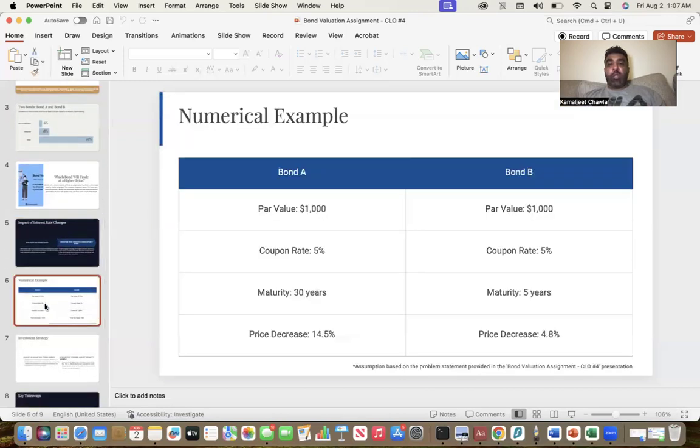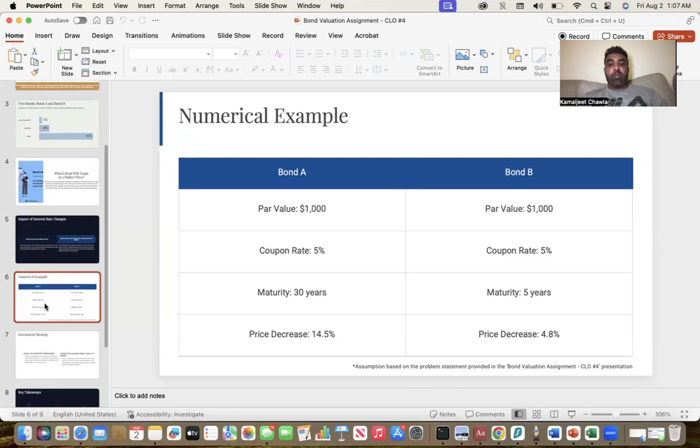Let's consider a numerical example. Both bonds have a par value of $1,000 and a coupon rate of 5%. If interest rates rise from 5% to 6%, bond A's price decreases by approximately 14.5%, while bond B's price decreases by about 4.8%. This demonstrates the greater interest rate sensitivity of longer maturity bonds, which makes them riskier in a rising rate environment.